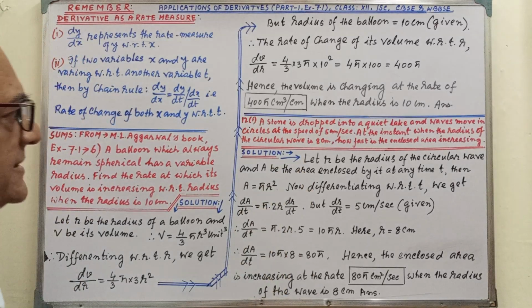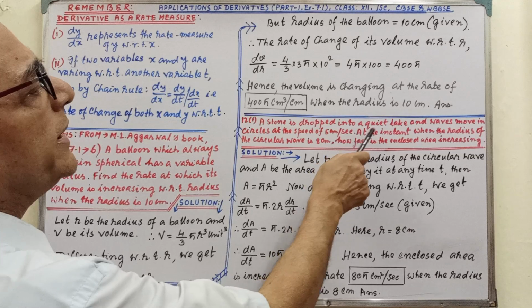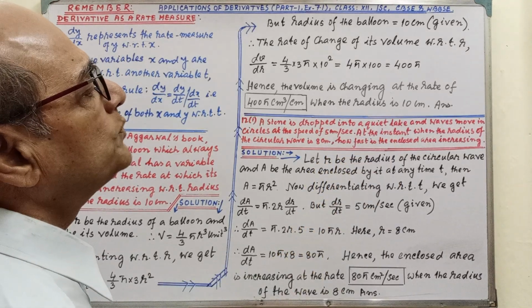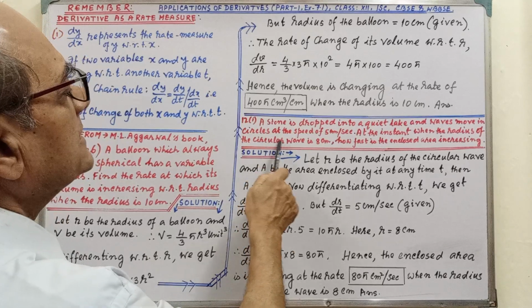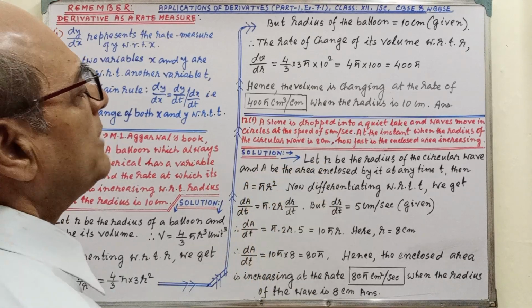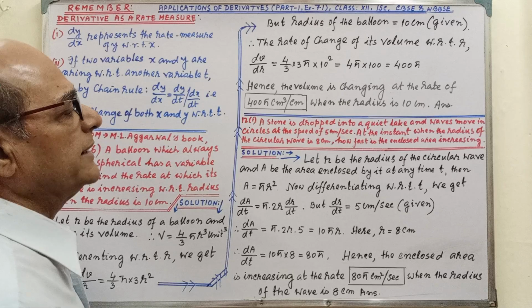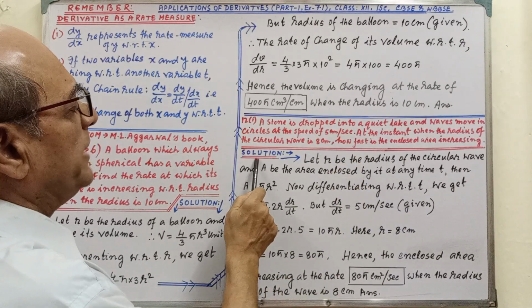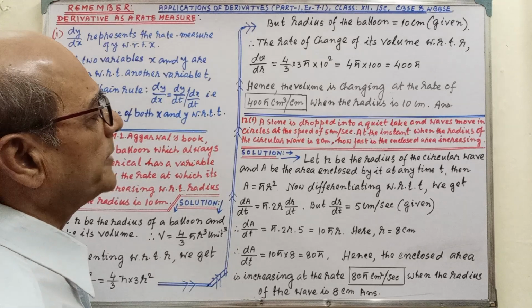Now another sum. Sum number 12, part 1. A stone is dropped into a quiet lake and waves move in circles at the speed of 5 centimeter per second. Sum you will get in a book. And now pay your attention on the solution.